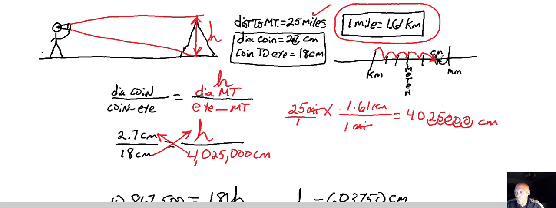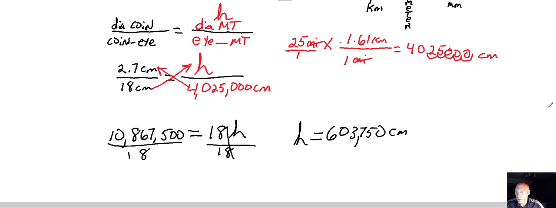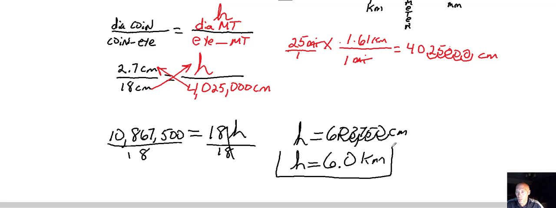Centimeter to kilometer is going to be 1, 2, 3, 4, 5 loops over to the left. So here's my decimal at the end. 1, 2, 3, 4, 5. Bingo, there's my final answer. So height is 6. You don't need all those other digits. You can say 6.0. Now it's in kilometers. That's a nice way to put the answer. So that mountain is 6 kilometers high.